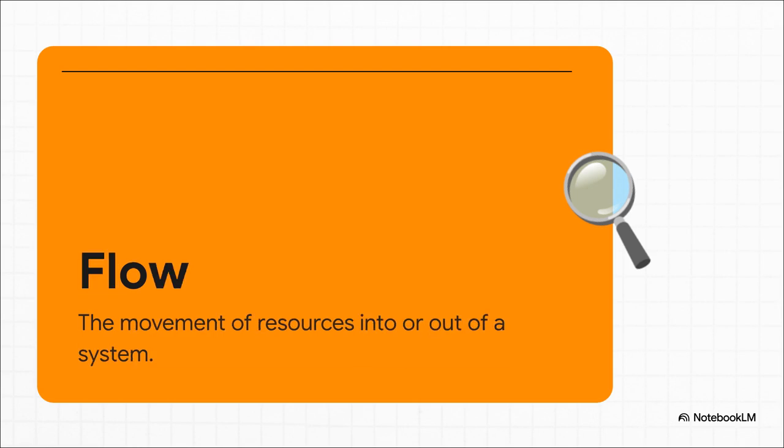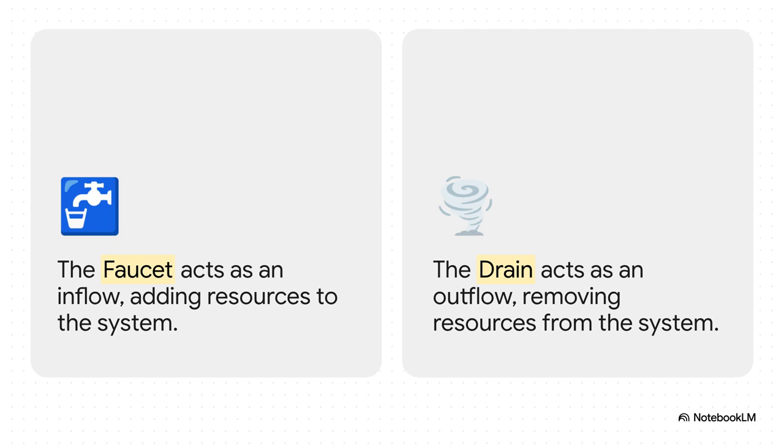Our second key player is flow. Now, if the stock is that standing water, the flow represents the active, dynamic movement of resources into or out of our system. Flow is the continuous action that directly dictates the state of our accumulation. So in a macroeconomic model, this might look like your monthly revenue flowing in and your operational expenses flowing right back out. And this brilliantly sets up a constant tug-of-war between two opposing forces.